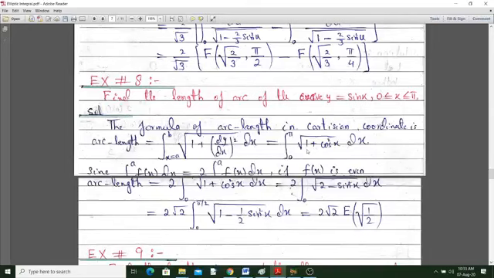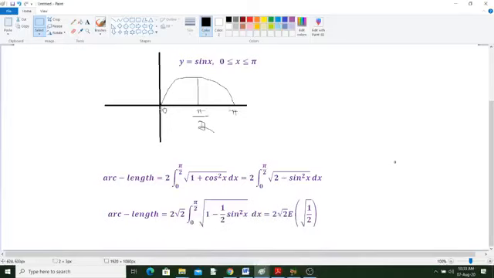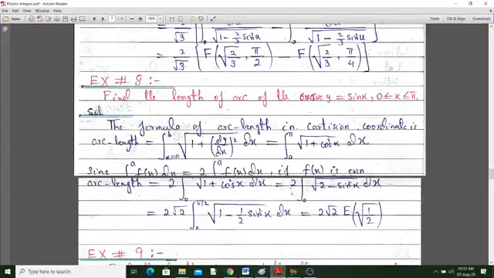Now, in order to evaluate this integral, you see this is a definite integral from 0 to pi. Let's see this graph. We have to evaluate the definite integral from 0 to pi. But from the figure it is clear that if we evaluate the integral from 0 to pi by 2 and then multiply by 2, we get the same result. Therefore, we can write this integral as 2 times the integral from 0 to pi by 2.